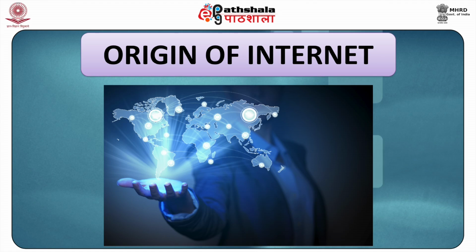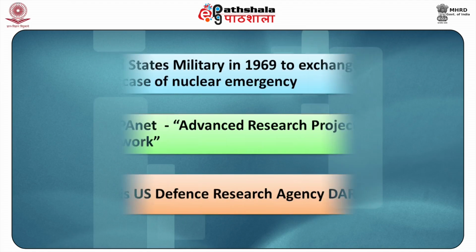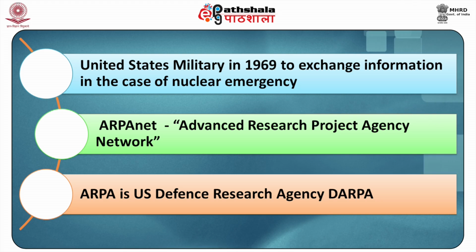Origin of the Internet. The Internet first started as a network of the United States military in the year 1969 to exchange information in the case of nuclear emergency. It was named ARPANET, which stands for Advanced Research Project Agency Network. ARPA is now usually called DARPA, the US Defense Research Agency.